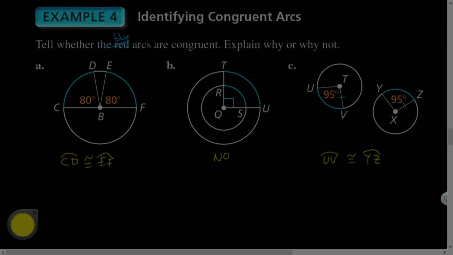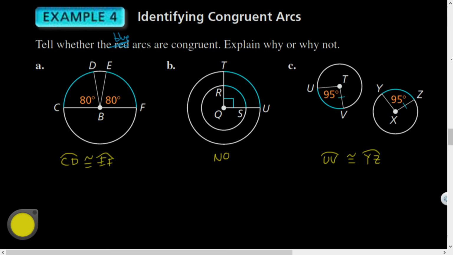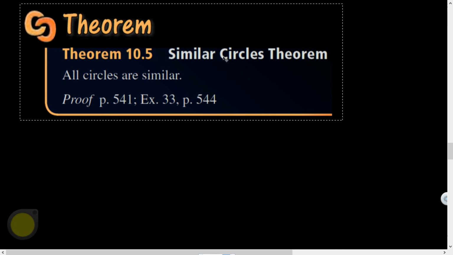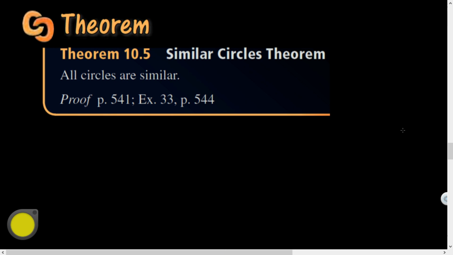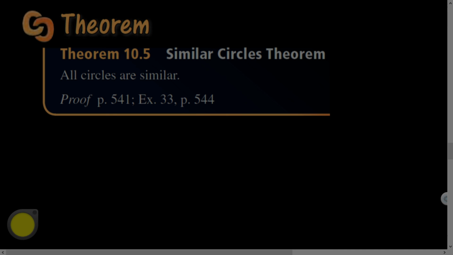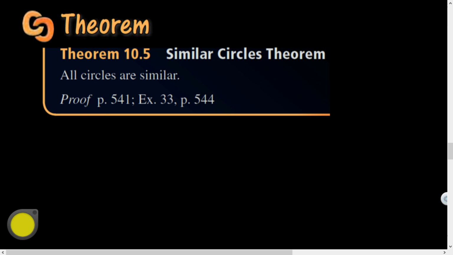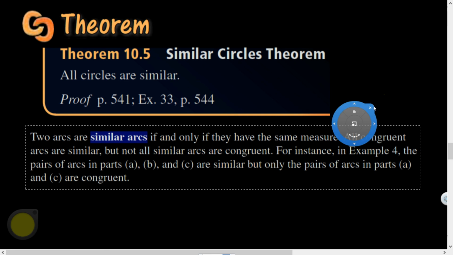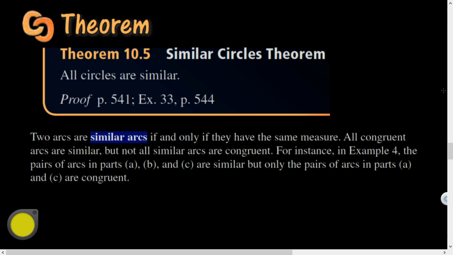All right. Similar circles theorem. Guys, this is going to blow your mind. What? That's crazy. I'm going to skip the proof today. On the test, nah. You just basically map two circles onto each other and then dilate one so that the radius becomes the radius of the other and it works out. And then two arcs are similar if and only if they have the same measure. All congruent arcs are similar, but not all similar arcs are congruent.